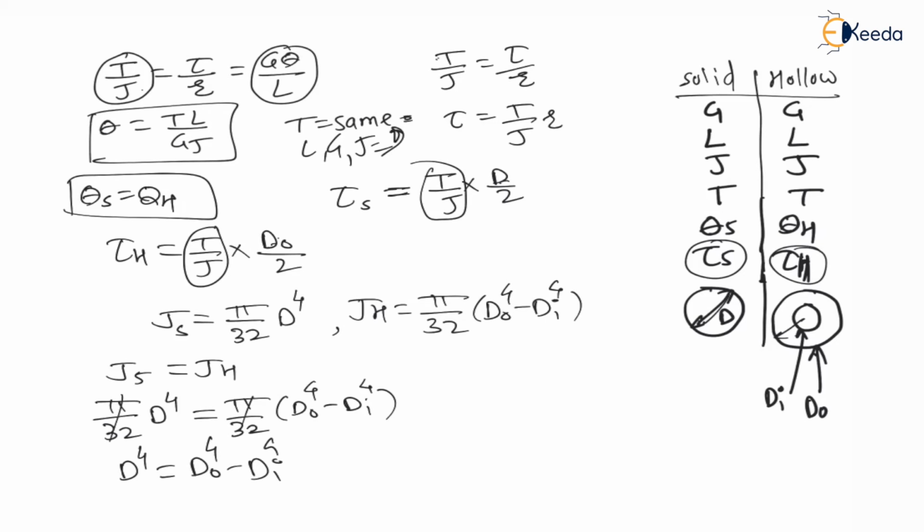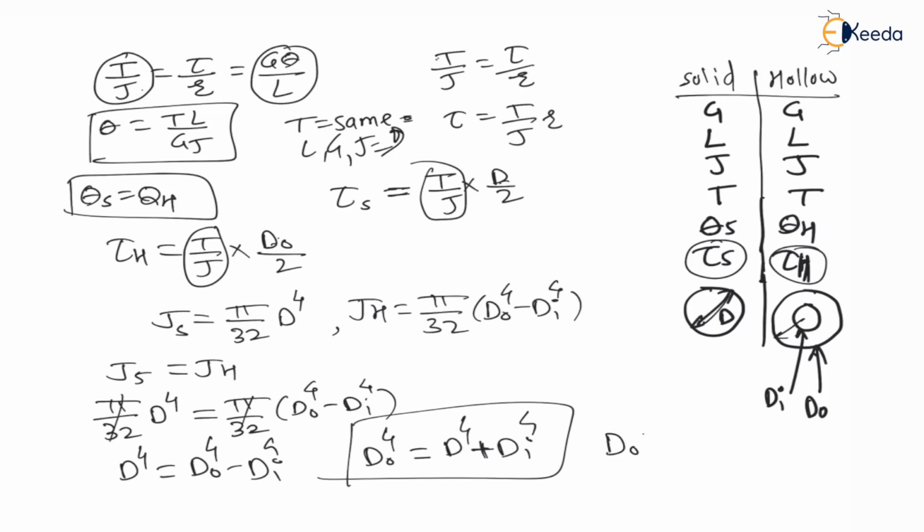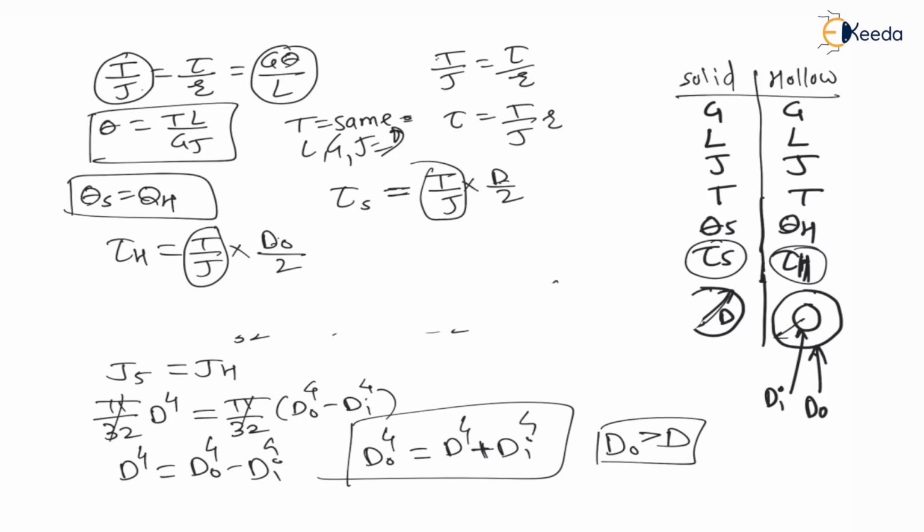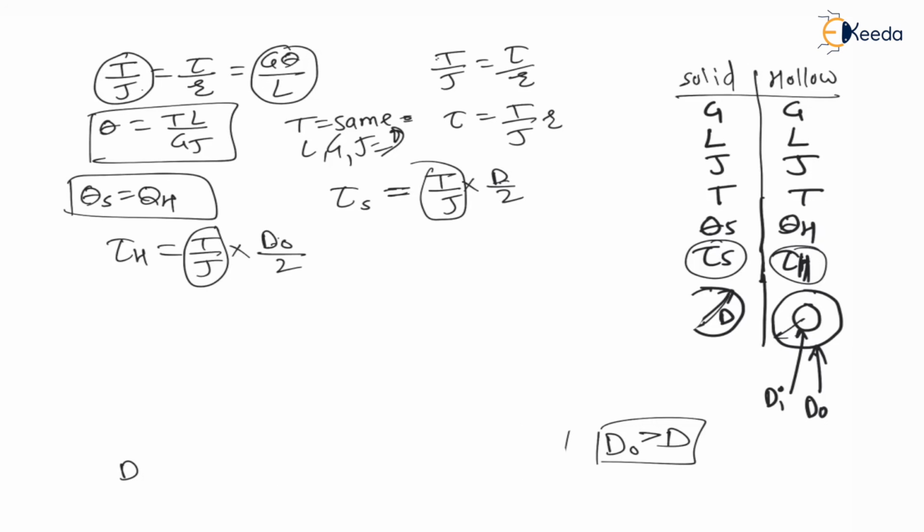Therefore we can say do power 4 is equal to d power 4 plus di power 4. Here di power 4 will get added. Therefore definitely to find do we are adding something to d. Definitely from this relation, outside diameter of hollow shaft is more than diameter of solid shaft. Definitely 100%. Therefore go back to the relations. Here we have derived the relation that outside diameter of hollow shaft is more than diameter of solid shaft.